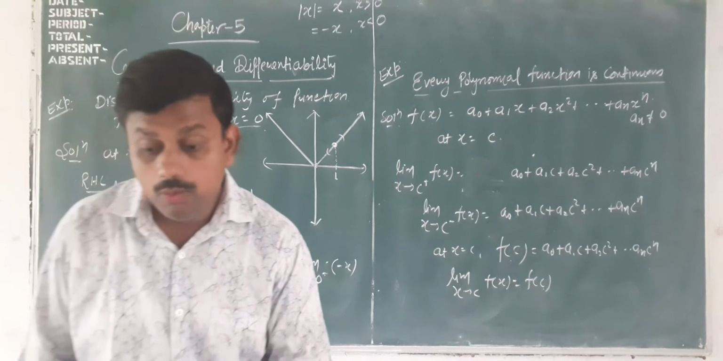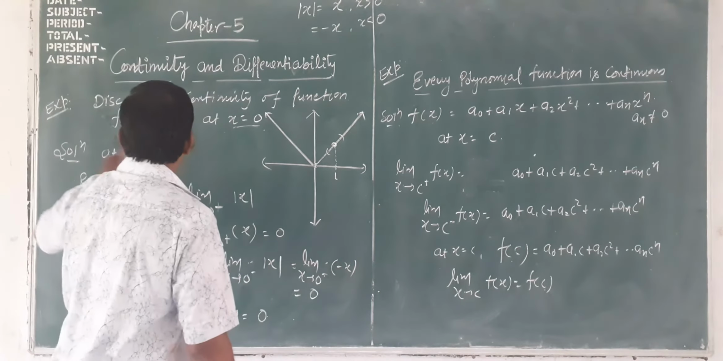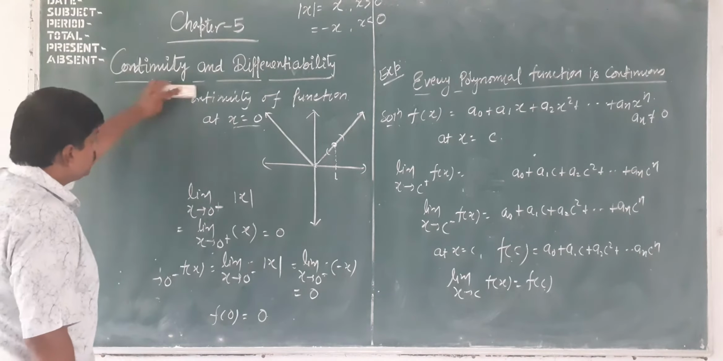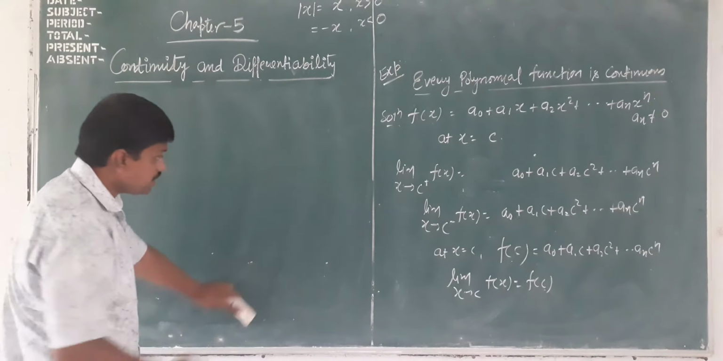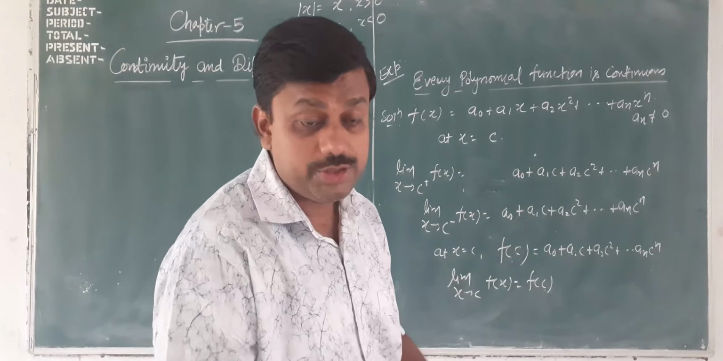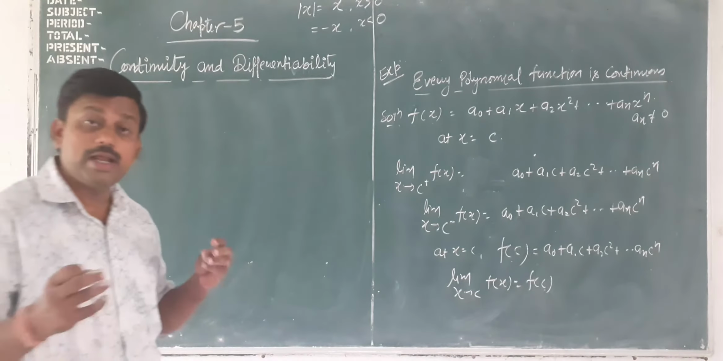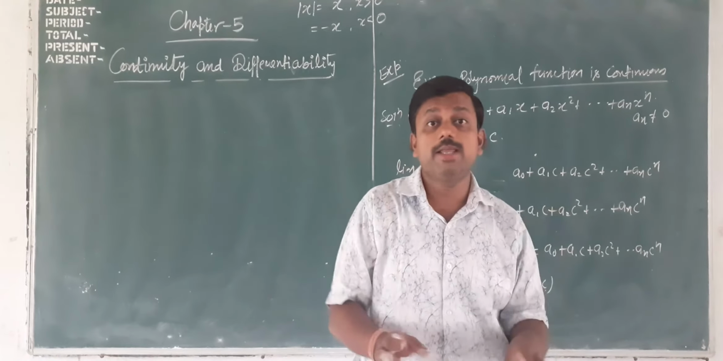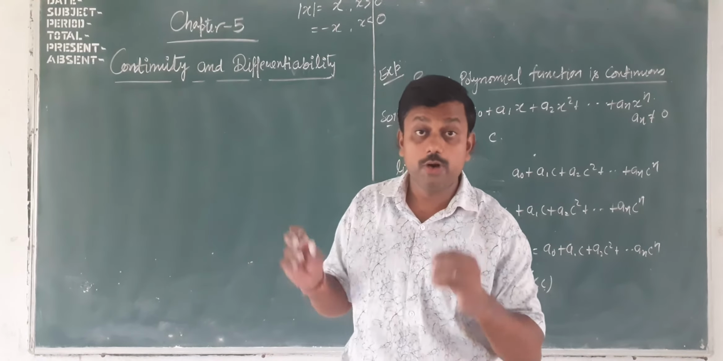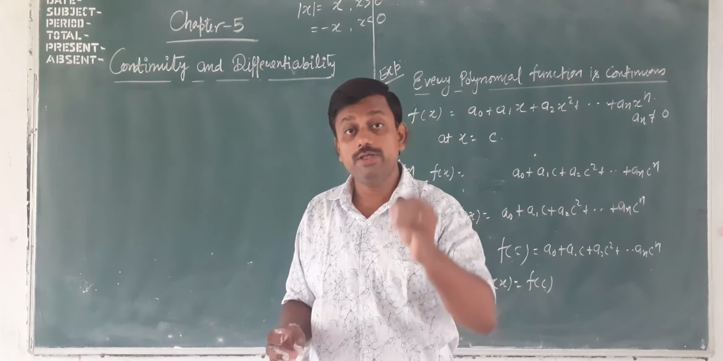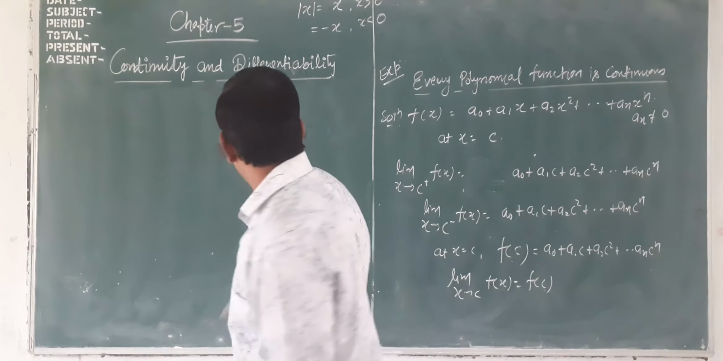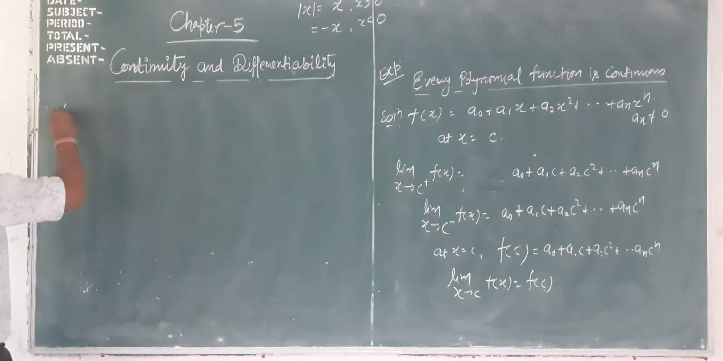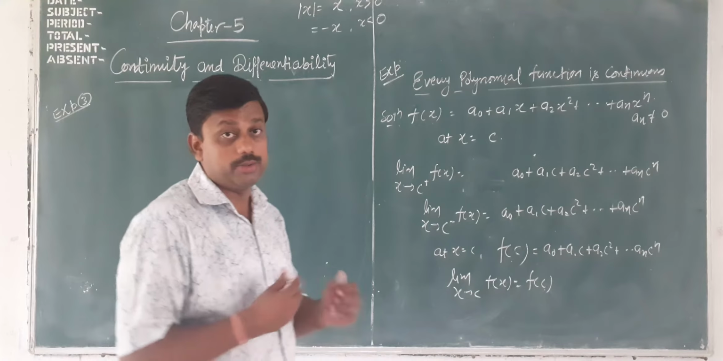Okay, now we shall discuss one more example or one more theorem. We can treat these examples as theorems, or we can use them directly in the question. Suppose you get any modulus function in any question, you can directly write that the function is continuous, because we know that modulus function is always continuous, and polynomial function is always continuous. Third example: every rational function is a continuous function.